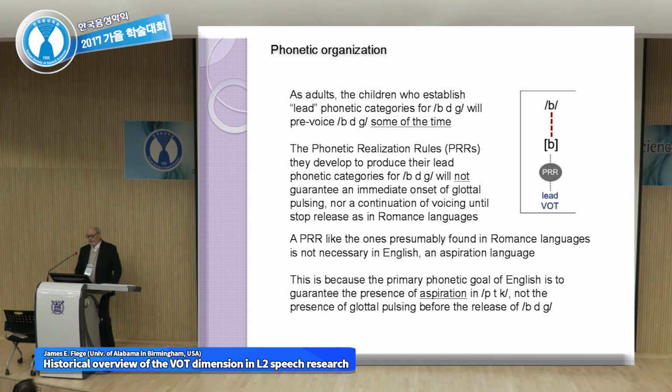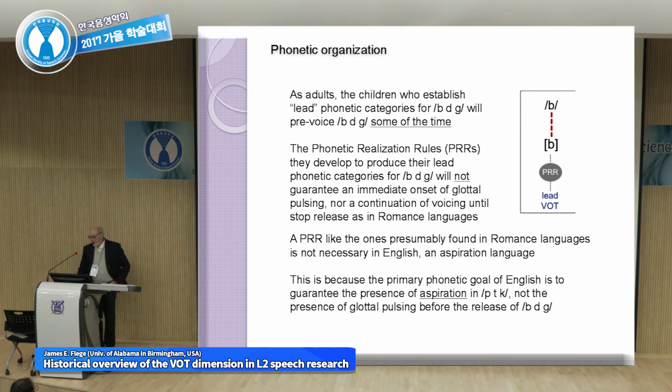As adults, the children who establish lead phonetic categories for Bodega will pre-voice Bodega some of the time. The phonetic realization rules they develop to produce their lead phonetic categories for Bodega will not guarantee an immediate onset of glottal pulsing, nor a continuation of voicing until stop release, as seems to be the case for the Romance languages. A phonetic realization rule like the ones presumably found in languages like French and Italian is not necessary in English, an aspiration language.